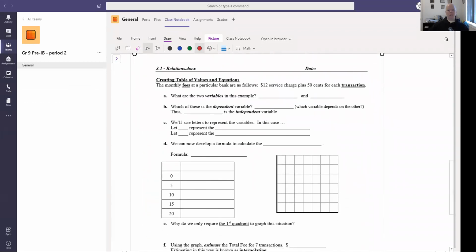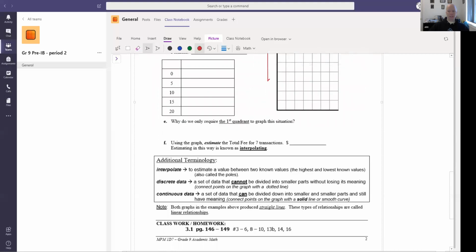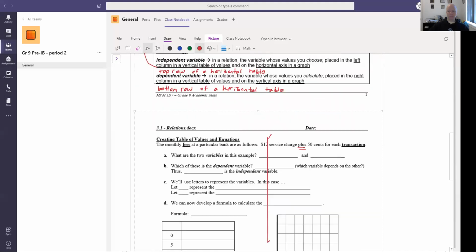Second example: the monthly fees at a particular bank are as follows: a $12 service fee, the service charge, plus, I have to pay attention to the wording, 50 cents for each transaction. So what are the two variables in this case? What are the two things that change? We see there's a service charge, and plus there's 50 cents. Those are values that don't change. 12 is always 12. 50 is always 50, and I'm not sure why that jumped. Let's see if I can delete that. There we go.